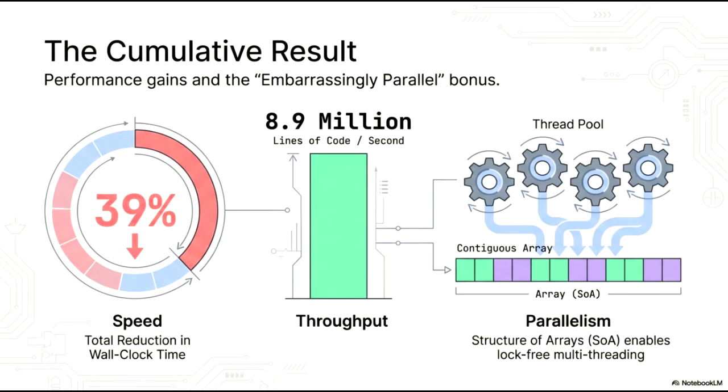The core driver of these results is our implementation of parallelism through a structure of arrays, or SOA. By organizing data into a contiguous array format, we enable lock-free multi-threading across our thread pool. This architectural choice eliminates the overhead of traditional locking mechanisms, allowing multiple threads to work simultaneously without contention. This design not only maximizes hardware efficiency, but ensures that our throughput scales effectively with the available processing power.